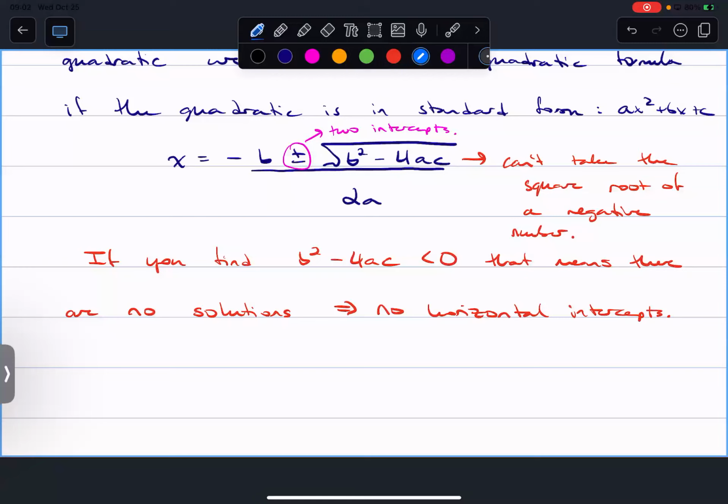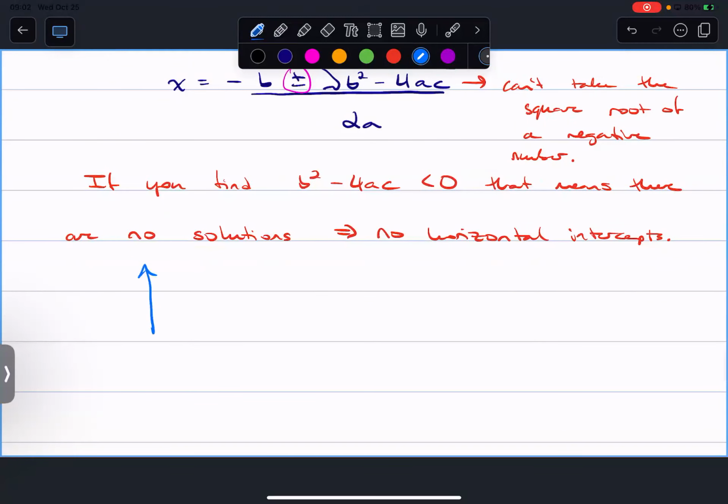I bring that up because that can totally happen if you have something like this, right? No horizontal intercepts, and even like this, there's no horizontal intercepts. So it is something that's going to happen, and you just need to recognize it, right? If you find that this is negative, then you're off the hook. You're done. No horizontal intercepts.